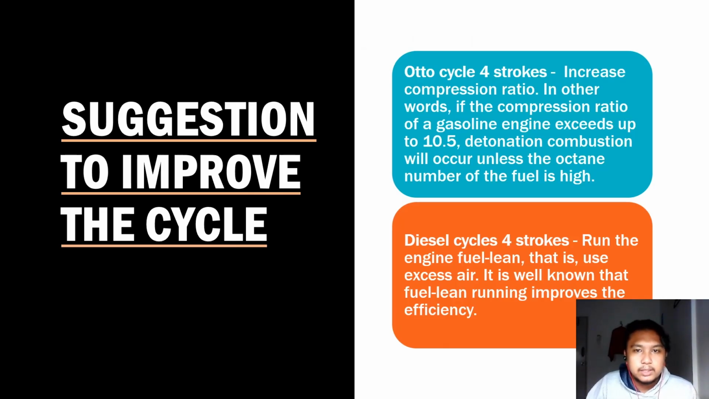Suggestion to improve the cycle. For the Otto cycle, we can increase the compression ratio. In other words, if the compression ratio of a gasoline engine is up to 10.5, detonation combustion will occur unless the octane number of the fuel is high.